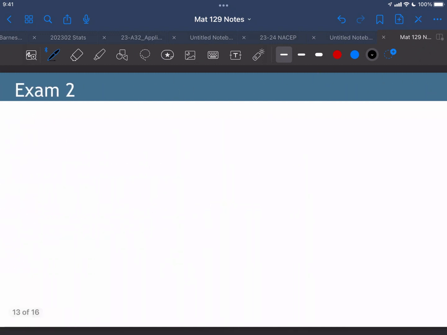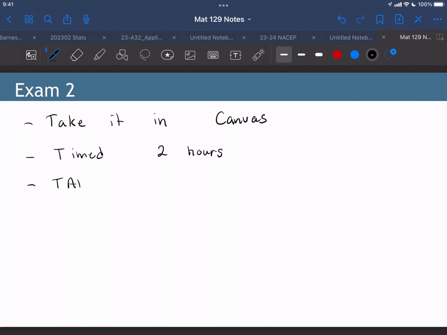But to go further, you do take it into Canvas. All right. It is timed. All right, so 2 hours, unless you have accommodations. All right. You do get to take it at home. I don't know why I wrote taken in all caps.